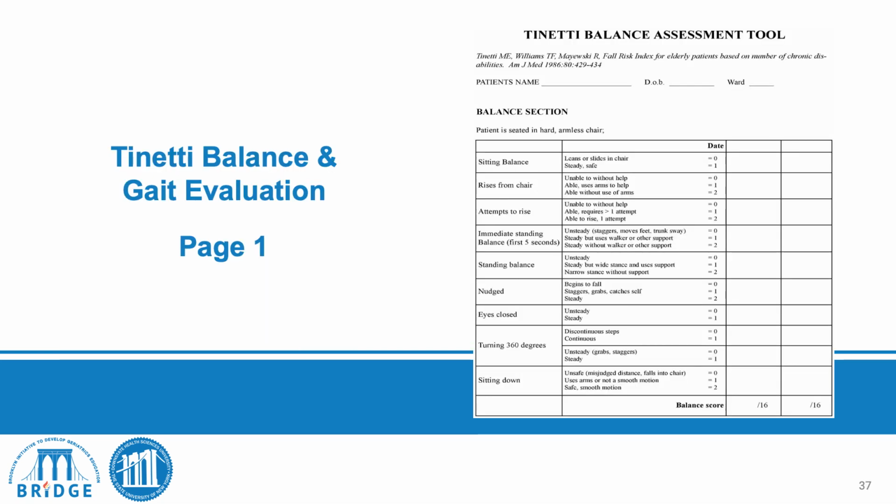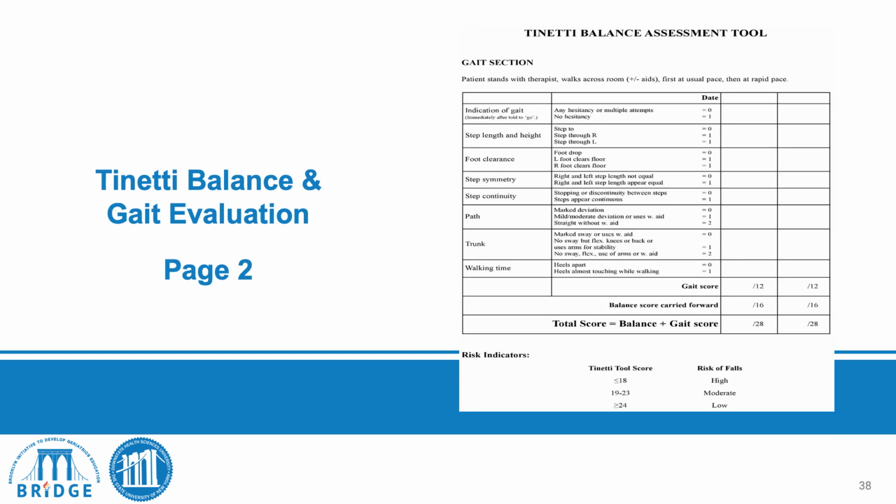And this is another version of the same thing, the Tinetti balance and gait evaluation. This is broken down in more detail. There's a page 1 and there's a page 2. So depending on whether a deficit was identified with the Timed Get Up and Go or just the Get Up and Go, then this would be a follow-up to that, and it would be a more in-depth evaluation of the patient's balance, gait, and their functional ability. And this is page 2.